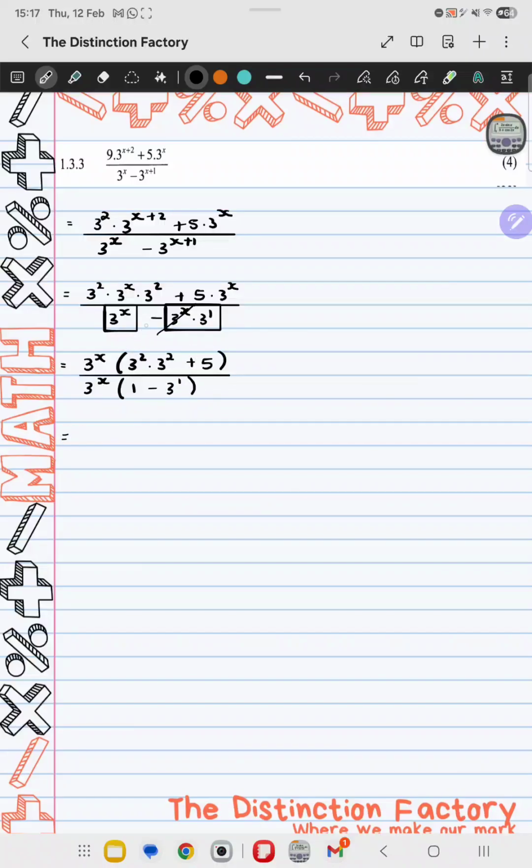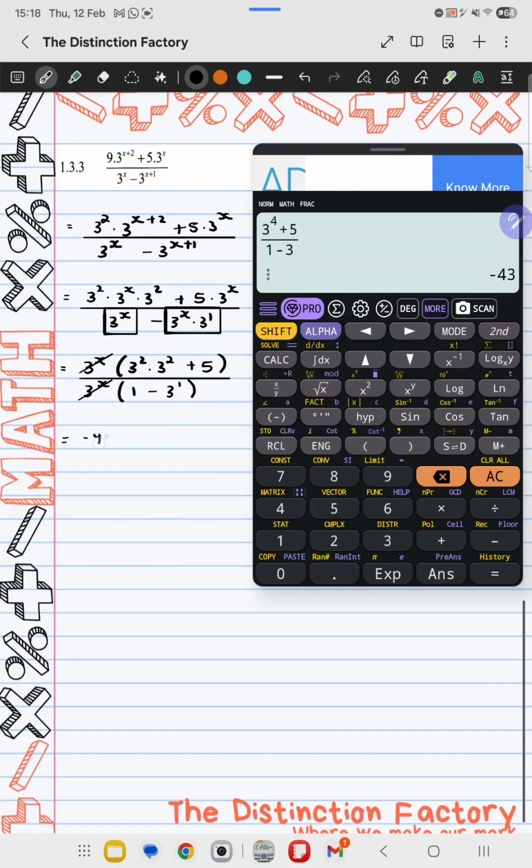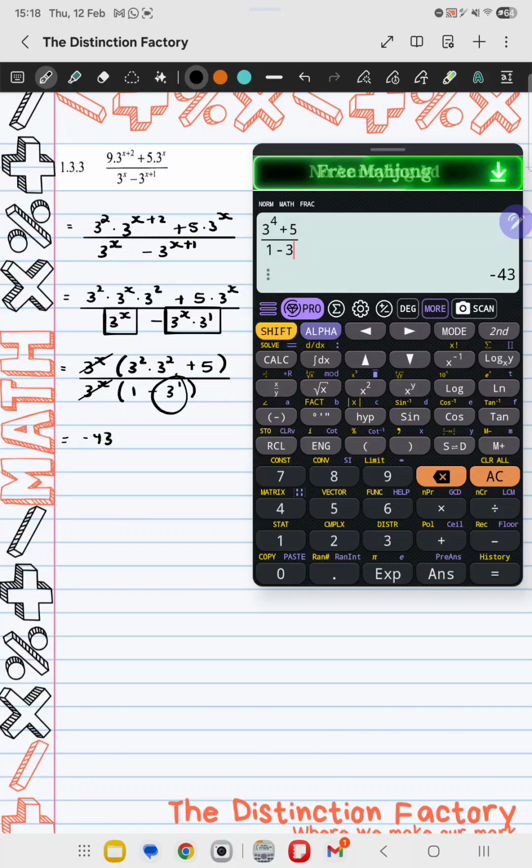So our next step from here is to cancel. Again, we pulled out the common factors, and those are the things that cancel off with each other. And then we can go ahead and simplify by just putting whatever's left over into our calculator. I ended up with negative 43 as my answer. Remember that 3 square times 3 square, we add up those exponents and they give me 3 to the power of 4. And then this has a 1 as its exponent, so we can just write it as a 3. And then I get negative 43.